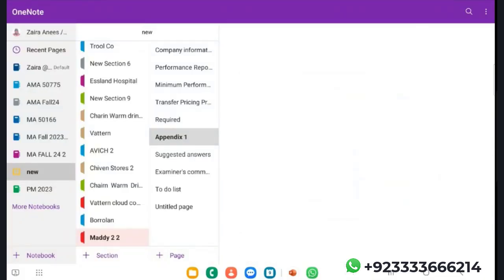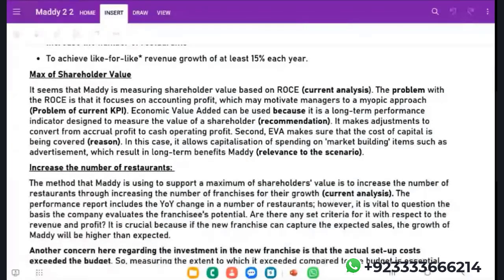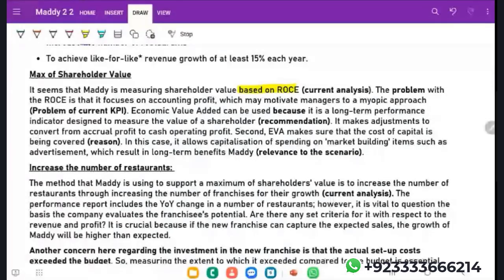Let me take you to the suggested answer, which I have written just to explain this part, right? So maximization of shareholder value. This is the first part, shareholder value. So how have I written that? It seems that Medi is measuring shareholder value based on return on capital employed, which is the current analysis. The problem with the return on capital employed is that it's focusing on accounting profit, which may motivate managers to a myopic approach, which is a short-term approach. This is the problem with the KPI.